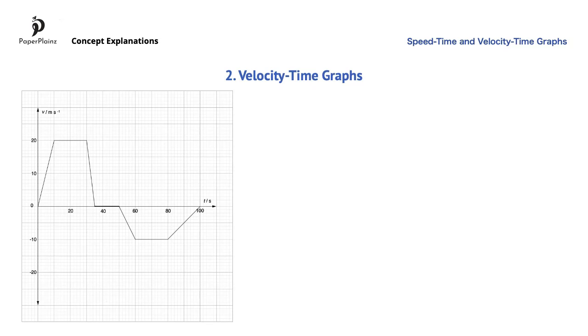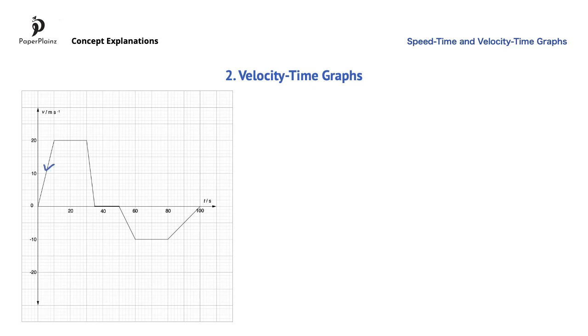For this graph, let's assume that when the car is moving to the right, it's moving in the positive direction, and when it's moving to the left, it's moving in the negative direction. These choices, just as on displacement time graphs, are arbitrary. Let's see what we can read from this graph.